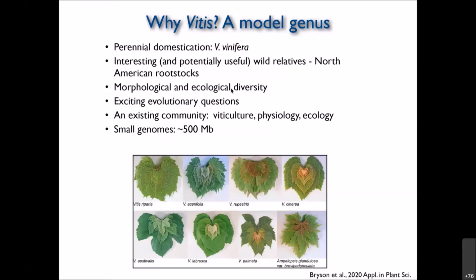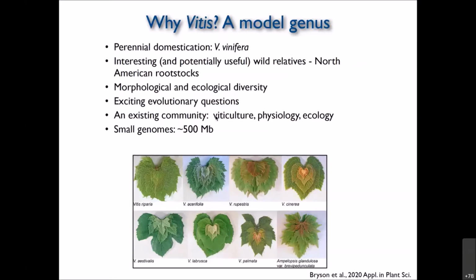They're mostly found in stream beds, but they're also found in very hot environments. I'll talk about some that grow in Arizona. They're found on serpentine soils. There's lots of specialization among these, and there's even some indication that there's been hybrid speciation. So from an evolutionary, ecological, morphological standpoint, there are some really exciting evolutionary questions.